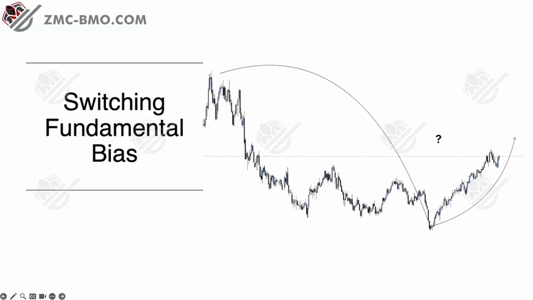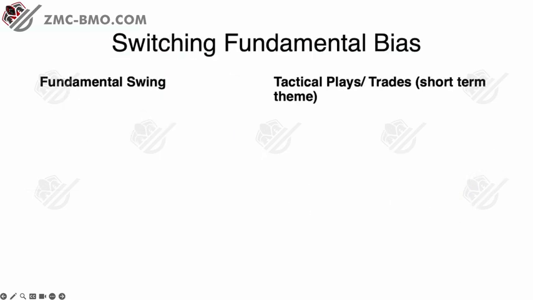Now, firstly, switching fundamental bias. Obviously there are two types of trades. There's what we'll call the fundamental swing. I don't know if there's a proper name for it, but you're trading with the fundamentals in terms of where the overall direction wants to be going. For example, we know the markets are bullish the dollar, and any buys you take is that fundamental swing trade. Then we have tactical plays or tactical trades. They're generally known as short-term themes. So something could pop up and markets will trade that in the near term.